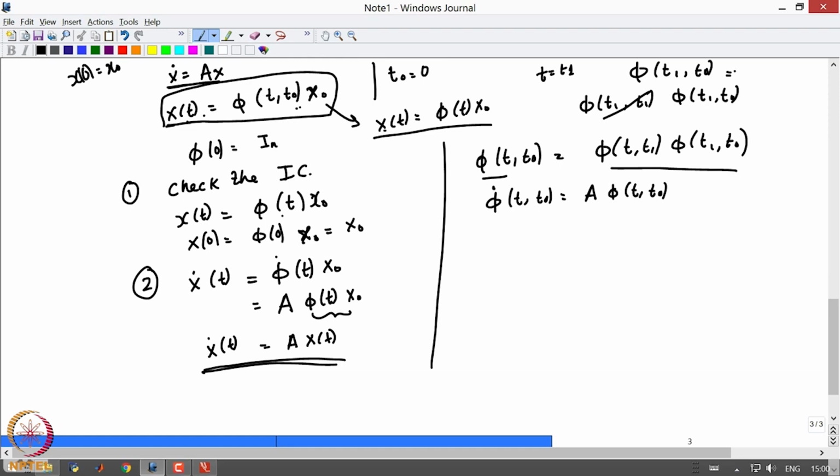So, let me assume that as a condition where I am checking if they are equal or not. Now, do they satisfy the same differential equation? Well, I already know that phi dot is A times phi. Now, let us look at the right hand side.